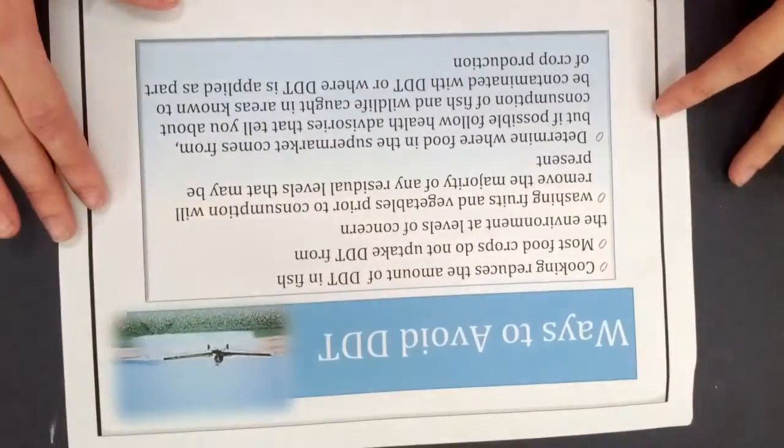In general, most families will be exposed to DDT by eating foods or drinking liquids contaminated with small amounts of DDT. Several steps can be taken to reduce the amount of DDT and DDE ingested in these ways. First, cooking reduces the amount of DDT in fish. Also, because most food crops do not take up DDT from the environment at levels of concern, washing fruits and vegetables prior to consumption will remove the majority of the residual levels that may be present.